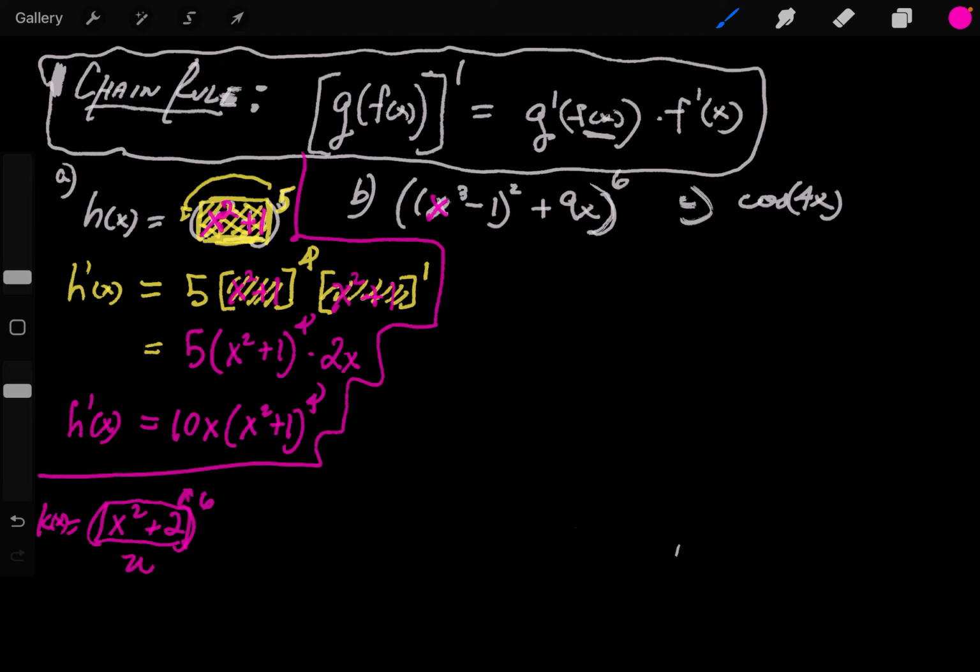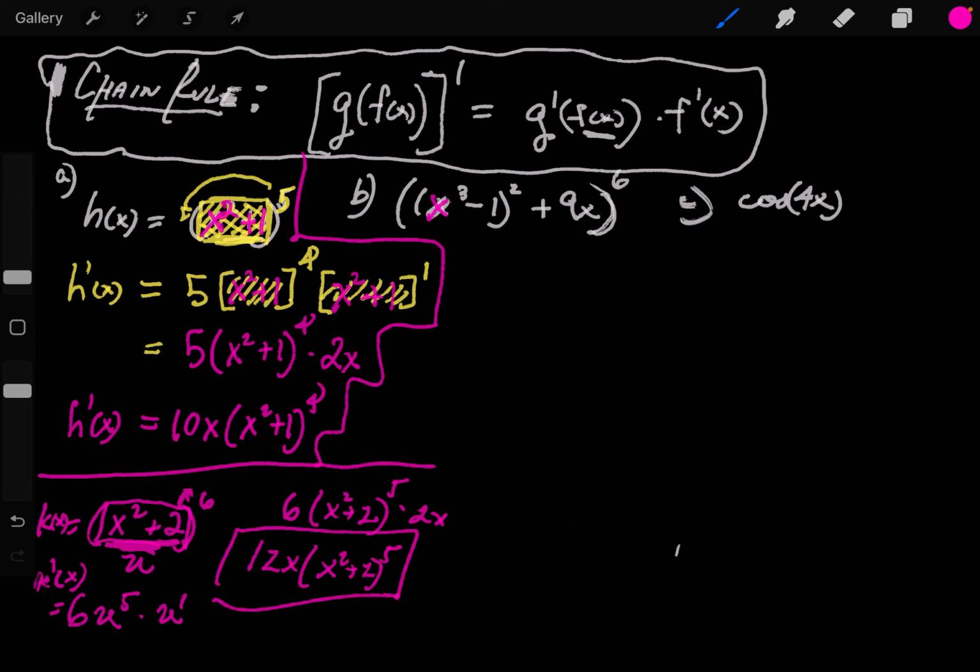It's like u to the 6th. What's the derivative of u to the 6th? 6 u to the 5th times, by chain rule, the derivative of the inner function, which I called u. What is u? U is this x squared plus 2 thing. So I've got this times the derivative of x squared plus 2, which is just 2x. And then I get 12x times x squared plus 2 to the 5th. And that is my answer.